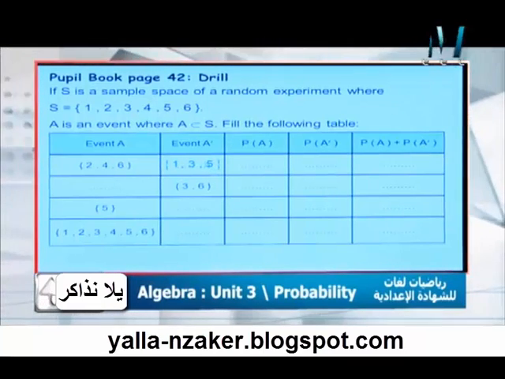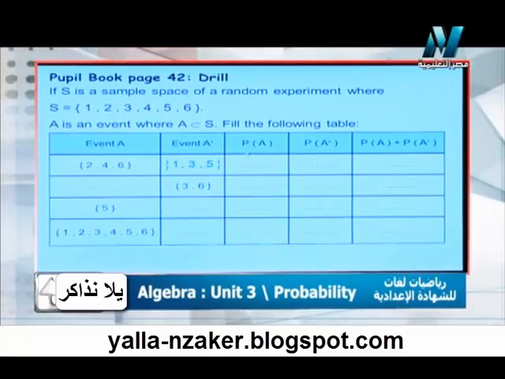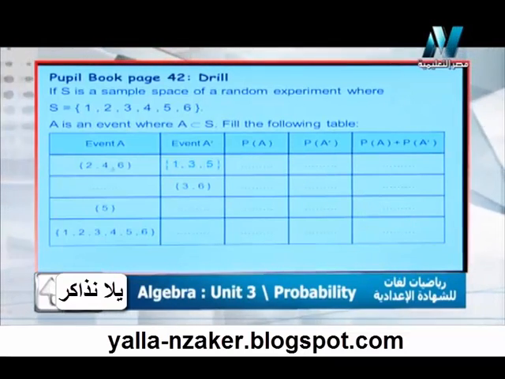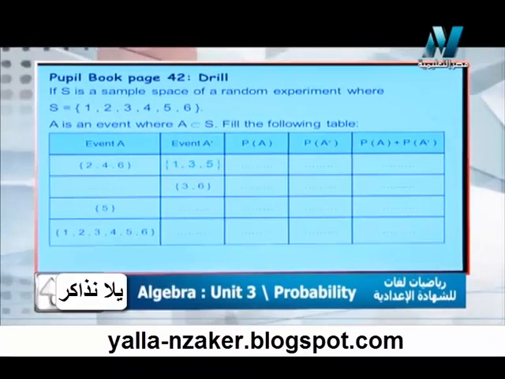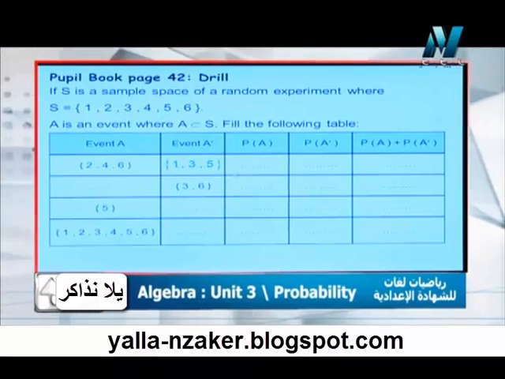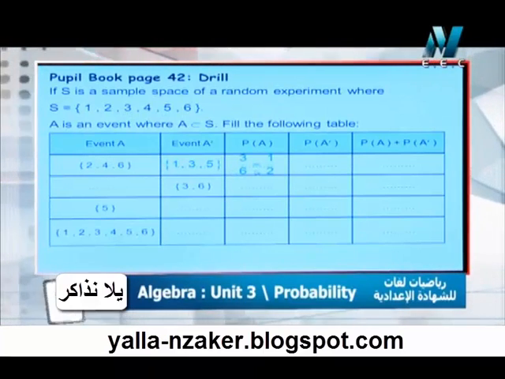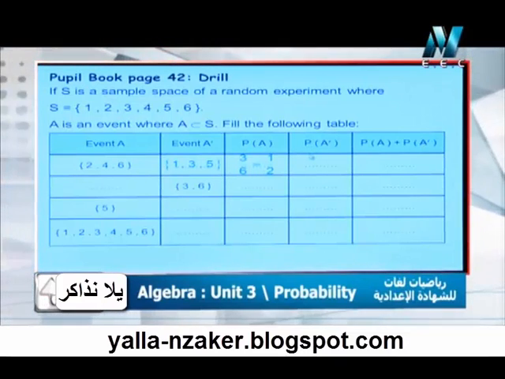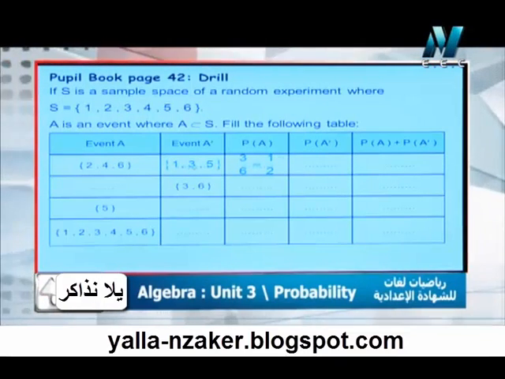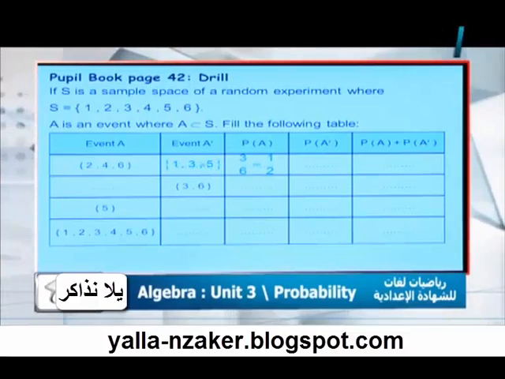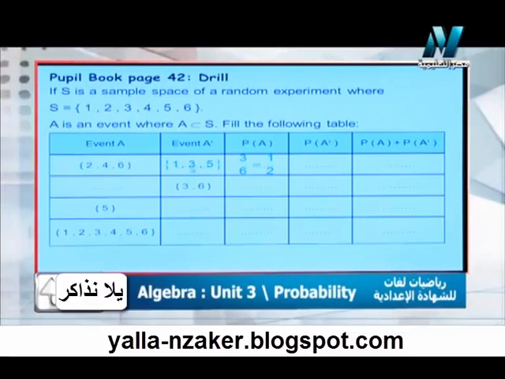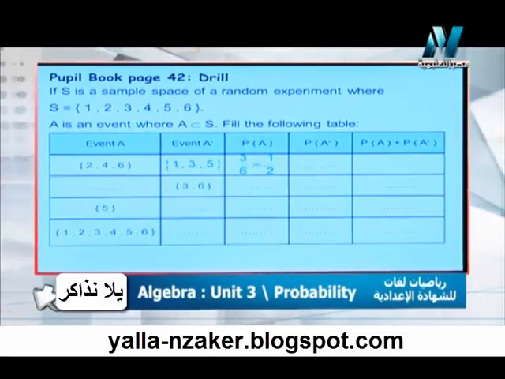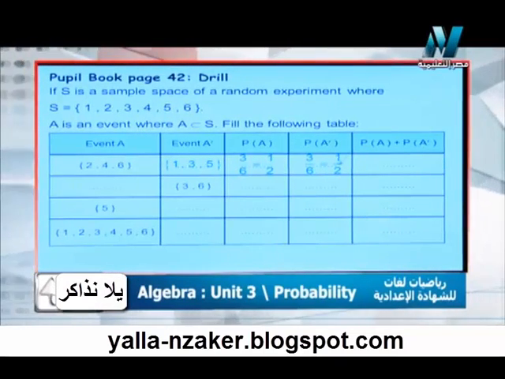معانا القلم كده وبنكتب. طيب the probability of event A, it's the number of outcomes in event A over the number of all outcomes in S, which is 3 over 6, and the answer is 1 over 2. But the probability of A complement المفروض هتطلع عندي how many elements in event A complement أو the outcomes بقى هنا in A complement is 3 over all the outcomes in S, which is 6. The answer is 3 over 6, which is half.